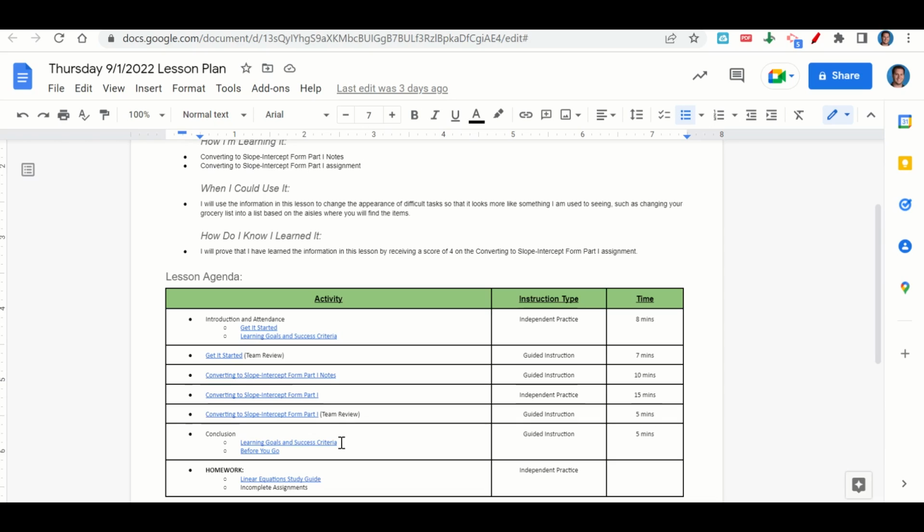At the end of class, we'll go back over our learning goals and success criteria while you fill out your Before You Go. Your only homework for tonight is to continue working on the linear equation study guide and any incomplete assignments that you may have.